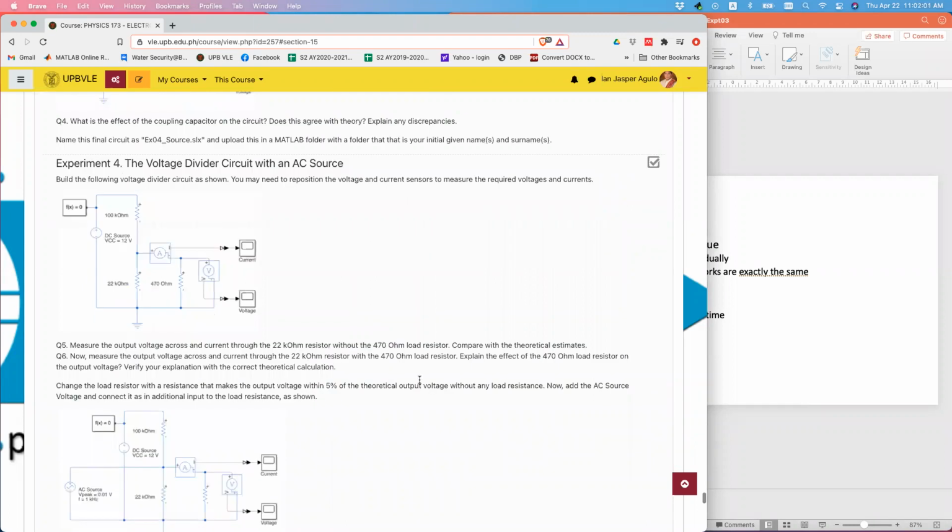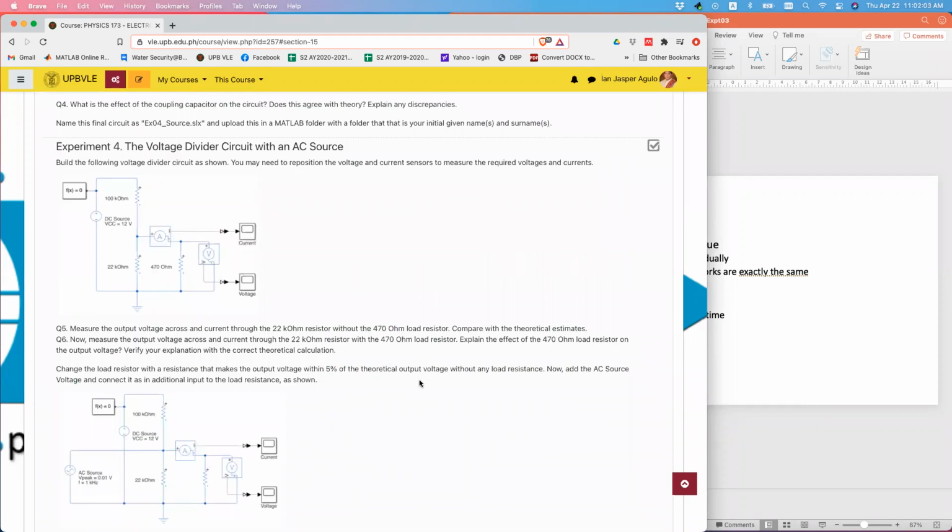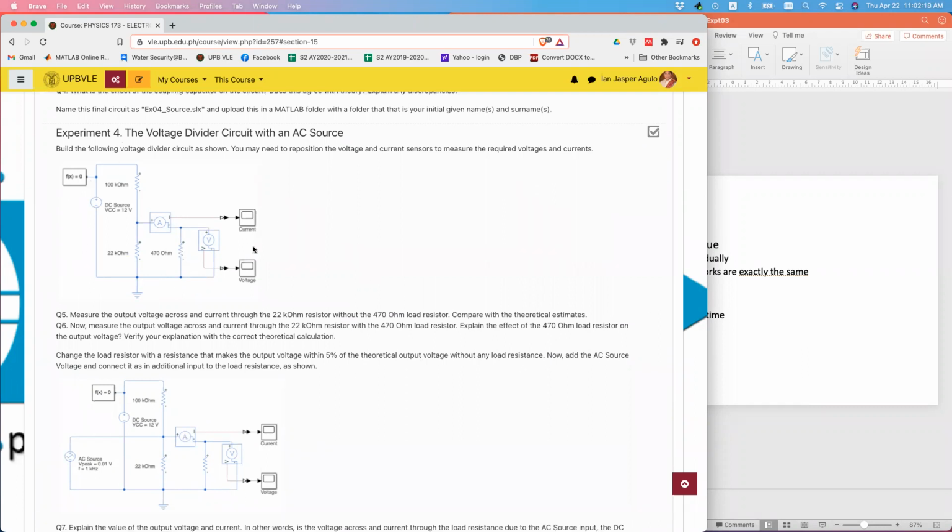The second part, voltage divider circuit naman. Okay, bakit voltage divider? Kasi ito yung magpa-power dun sa transistor circuit niyo. So ngayon, titignan niyo yung voltage divider circuit. Okay? Imeasure niyo yung current through the load and then yung voltage across the load. Okay? So a small experiment na rin to regarding sa voltage divider.